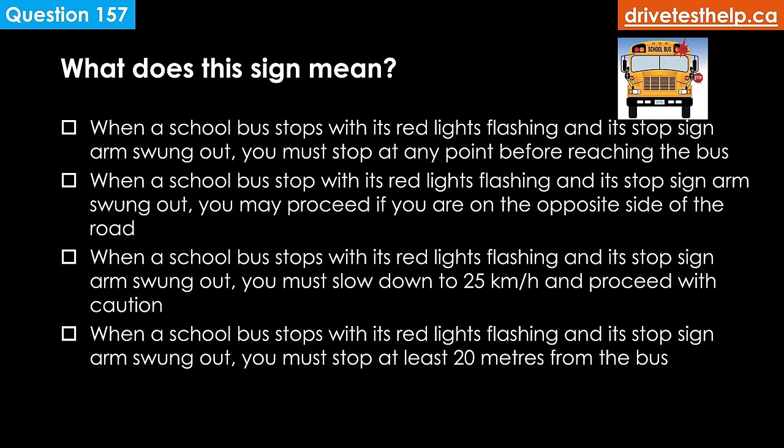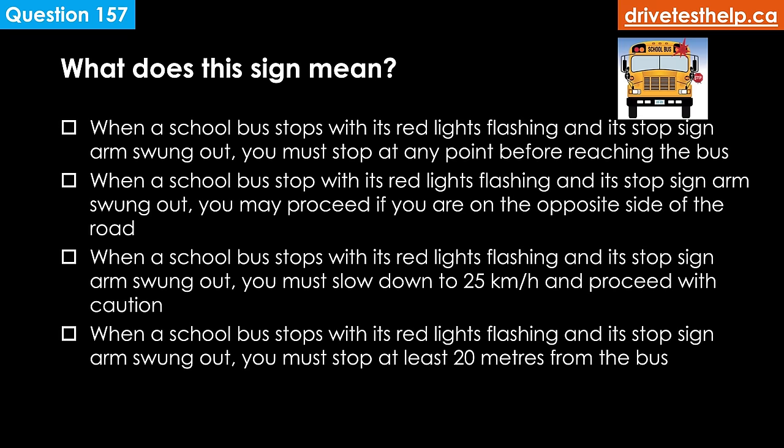When a school bus stops with its red lights flashing and its stop sign arm swung out, you may proceed if you are on the opposite side of the road. When a school bus stops with its red lights flashing and its stop sign arm swung out, you must slow down to 25 kilometers an hour and proceed with caution. When a school bus stops with its red lights flashing and its stop sign arm swung out, you must stop at least 20 meters from the bus.